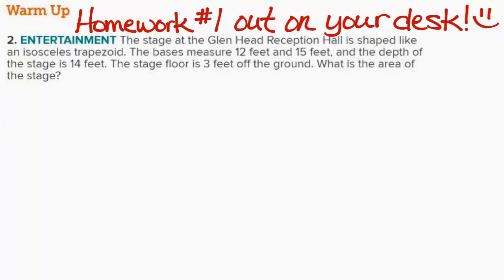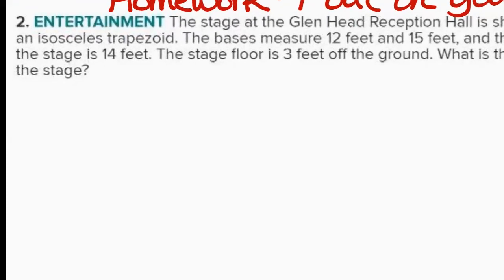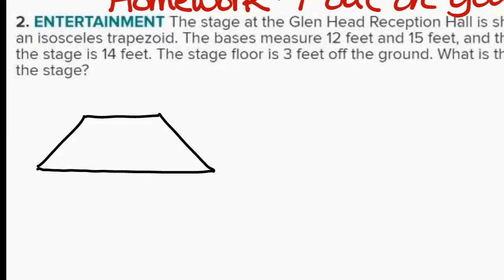All right, warm up. It says the stage at Glen Head Reception Hall is shaped like an isosceles trapezoid. So the first thing we need to do is sketch this trapezoid. So the stage looks something like this.